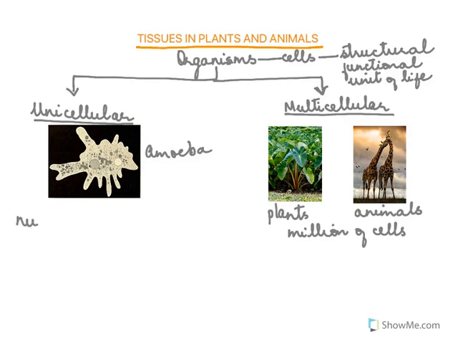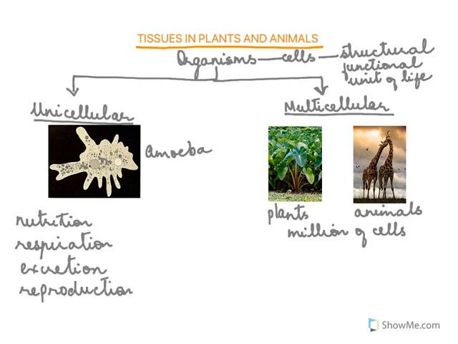Now the body has to perform many functions like nutrition, respiration, excretion, and reproduction. All these life processes in unicellular organisms are performed by a single cell. In an amoeba, a single cell performs all these functions. However, in multicellular organisms, since there are millions of cells, these different functions are performed by different cells.